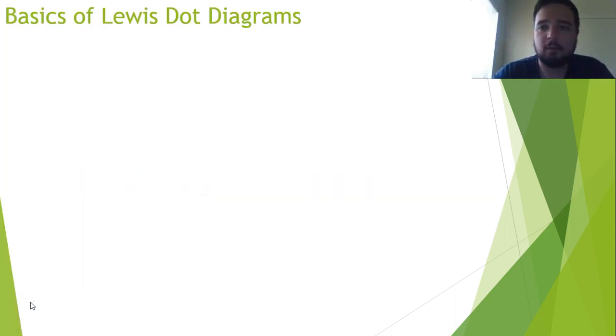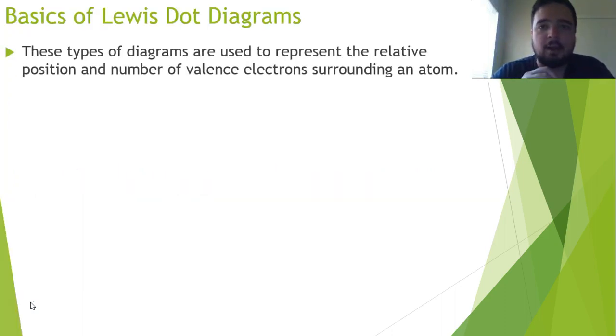So the basics of Lewis dot structures. They represent the relative position and number of valence electrons surrounding an atom. So it kind of gives us a rough idea of how these electrons are organized within the shell and what type of bonds will be formed with particular ions.